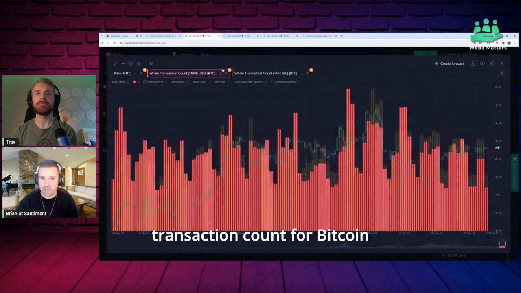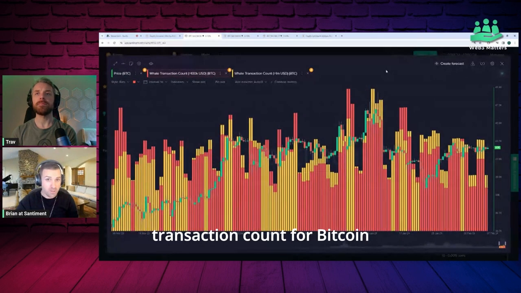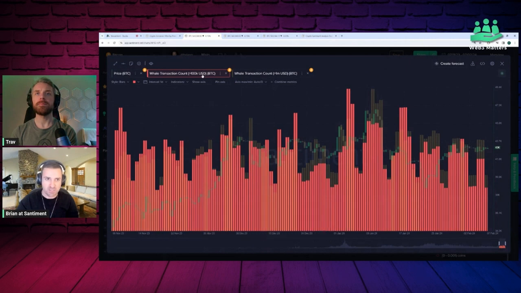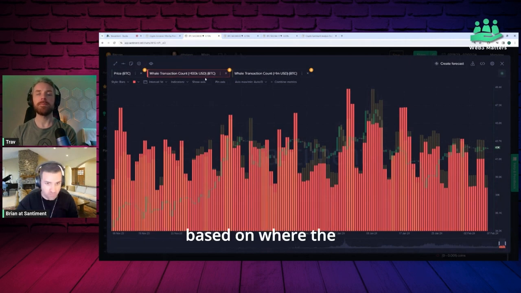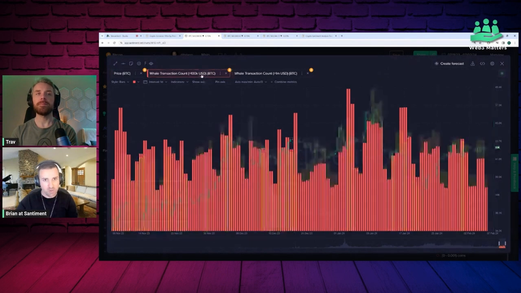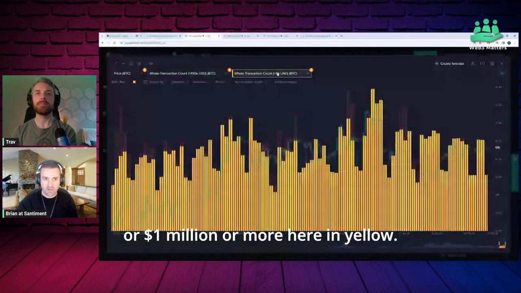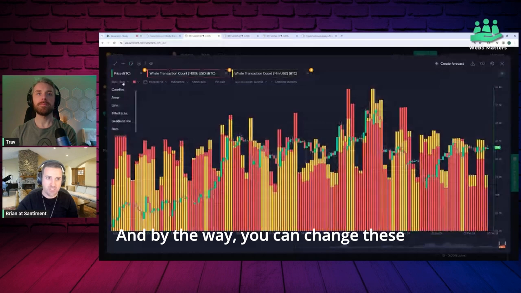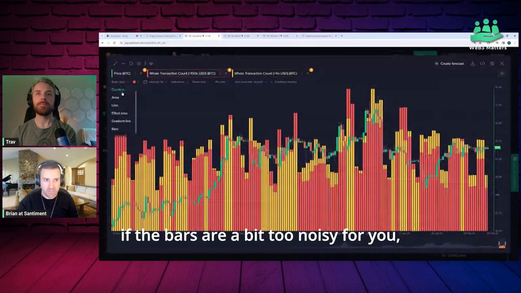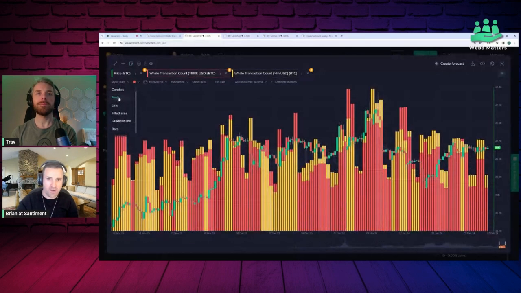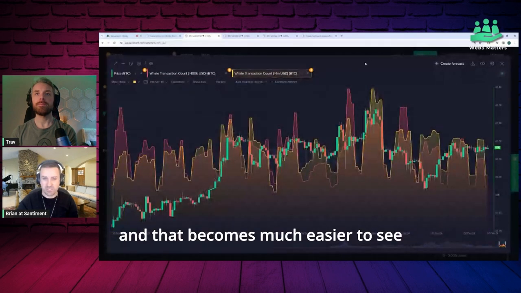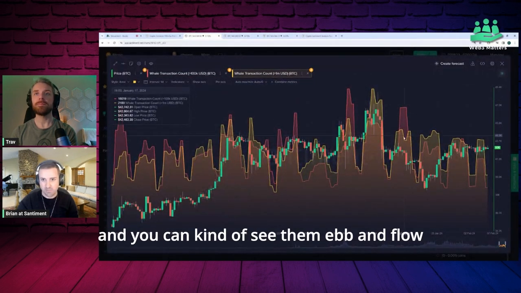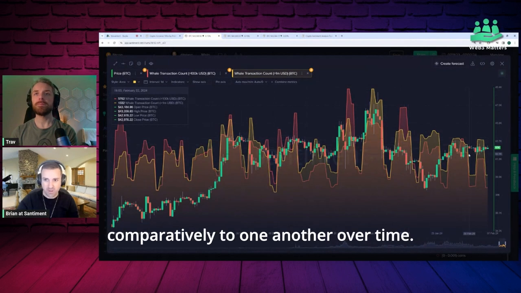This is just the whale transaction count for Bitcoin, where we're looking at the amount of transactions converted into $100,000 or more based on where the price is at any given time, or $1 million or more here in yellow. And by the way, you can change these if the bars are a bit too noisy for you, which they kind of are for me right now. I can switch to area charts, and that becomes much easier to see, and you can kind of see them ebb and flow comparatively to one another over time.